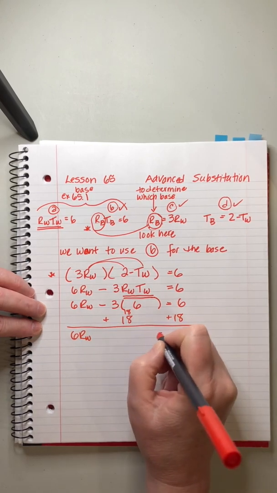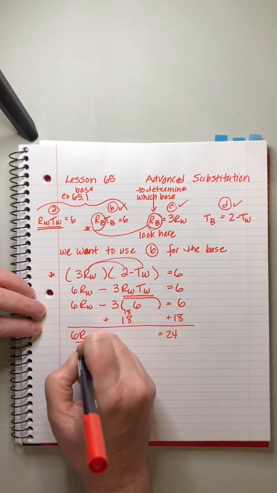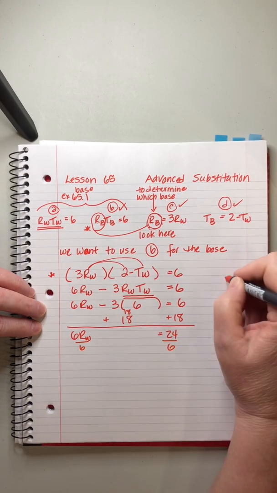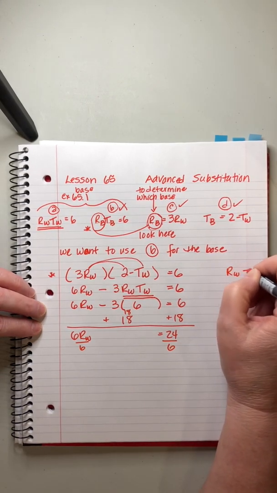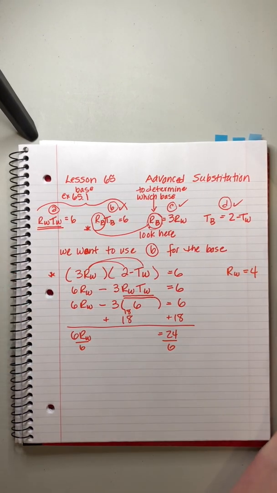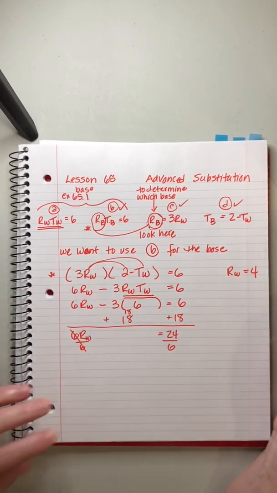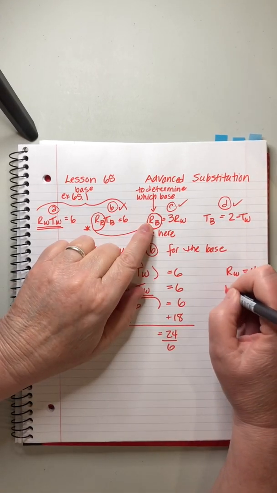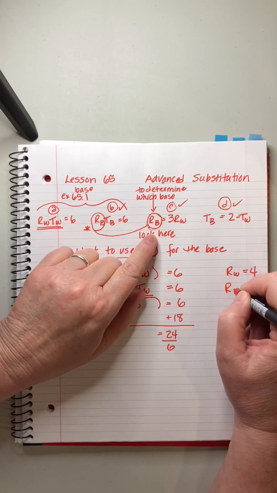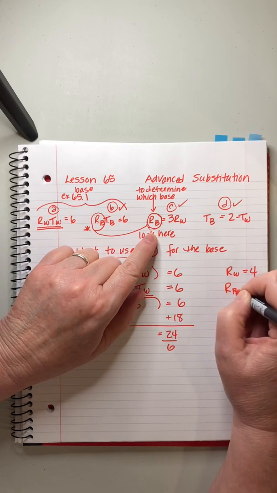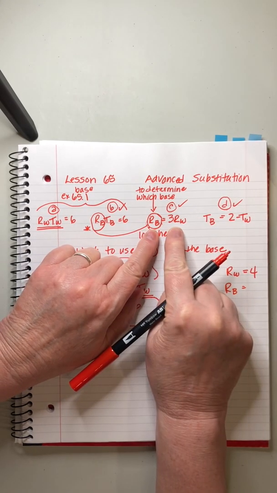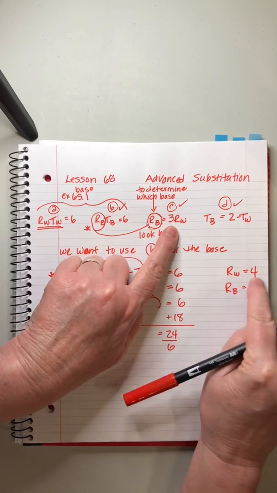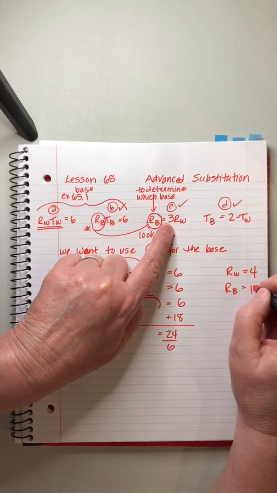6RW equals 24. And so I like to write my answers over here. RW equals 4. Fabulous. So good, right? Now we have to go through and find the other three variables. So I like to do the two rates first. What's our other letter? RB. And C will help us with that, right? We take the first one and multiply it by 3, so this must be 12.